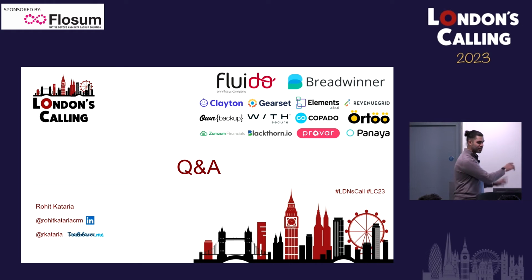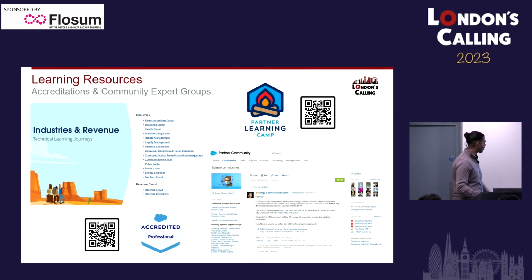Okay, then you just need to go to the partner learning camp. If you want to take a link of this, the partner learning camp will take you there. My question is more about the accredited professional. Do you need to complete something in the partner learning camp to get that, or is that a separate thing? You basically go to partner learning camp for each of these. Let's say energy and utilities. Salesforce has recently launched an accreditation specific to energy and utilities. So you go, take that name.